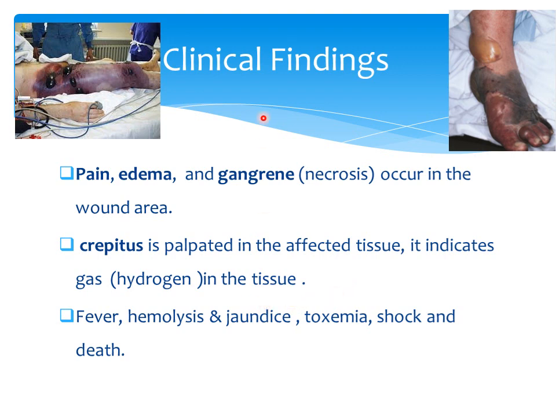طيب. The other symptoms can include fever, hemolysis لأنه أنا قبل قلت بتعمل lysis for the RBCs, and the hemolysis of RBCs leads to jaundice اللي هو اليرقان. طيب. Also it can cause toxemia اللي هو presence of the toxin within the bloodstream, shock and death. So this is the clinical finding of the gas gangrene.